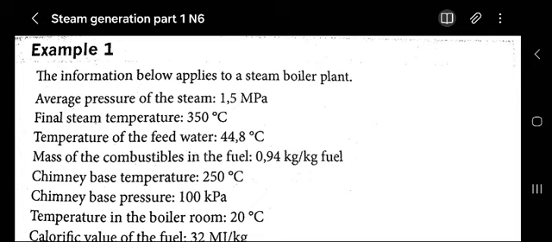Today we'll be dealing with steam generation. This is part 1 of 6 on power machines, right?